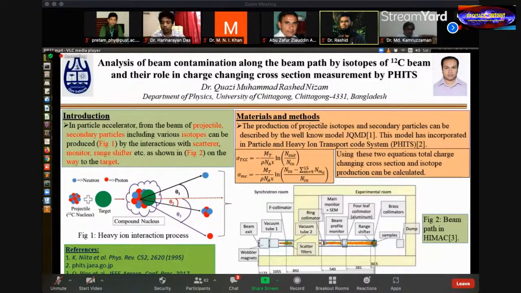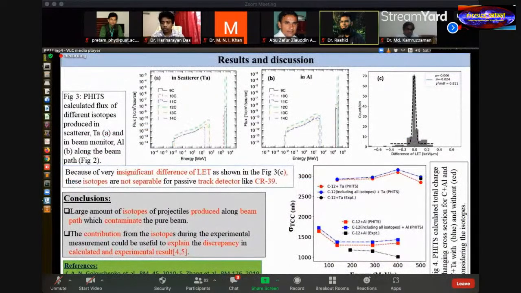The production cross-section for secondary particles and isotopes can be calculated by using these two equations respectively. Figure 3a and b shows the flux of different carbon isotopes as a function of energy, those produced by the interaction with tantalum and aluminum respectively, calculated by PHITS. We can see that carbon 11, 10, and 13 have a high flux with sufficient energy to contaminate the measurement results. As shown in figure 3c, these isotopes have insignificant difference in LET, so a detector like CR-39 cannot distinguish the isotopes and projectiles.